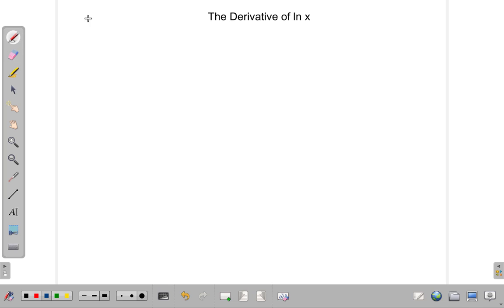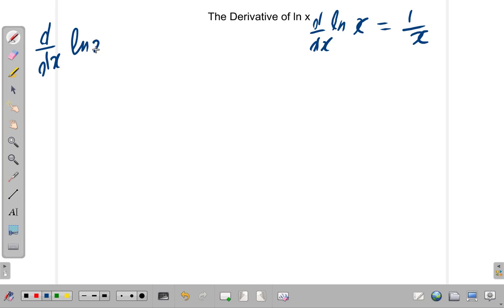Now, the fact is, when you have ln x, d by dx of ln x is equal to 1 over x. That's our standard result. But we want to look at it from first principles, alright? So here, we want to find d by dx of ln x.